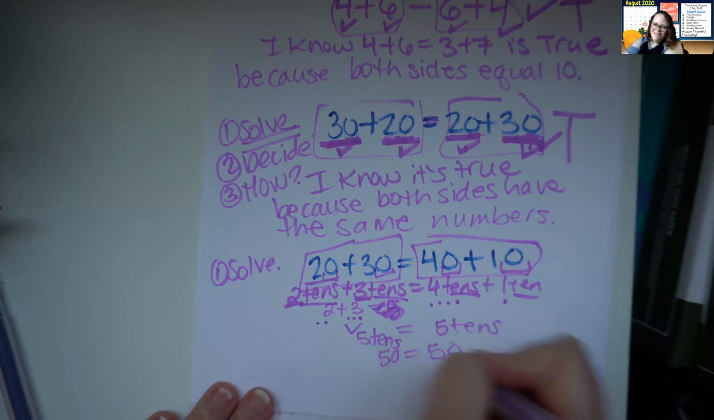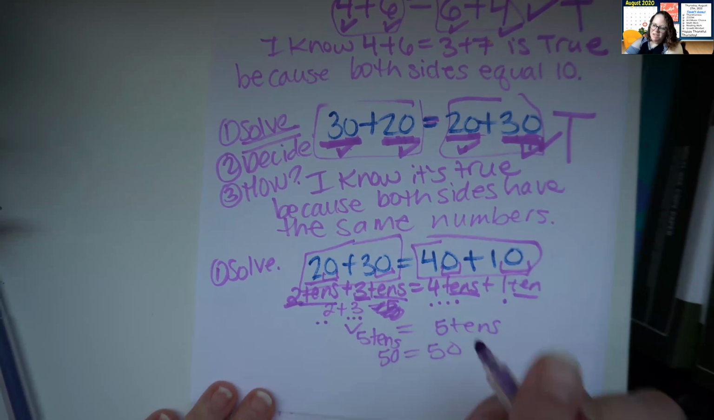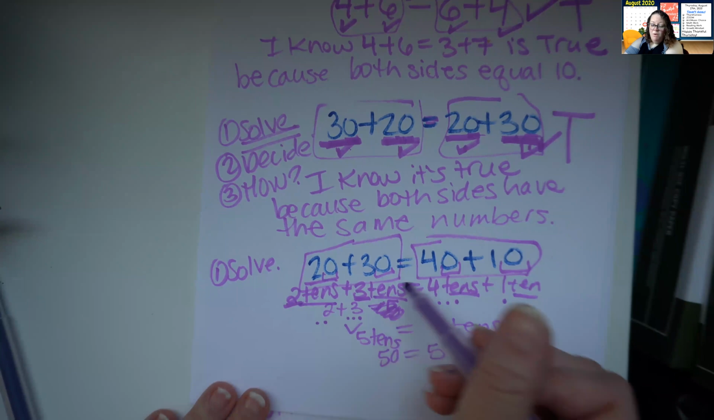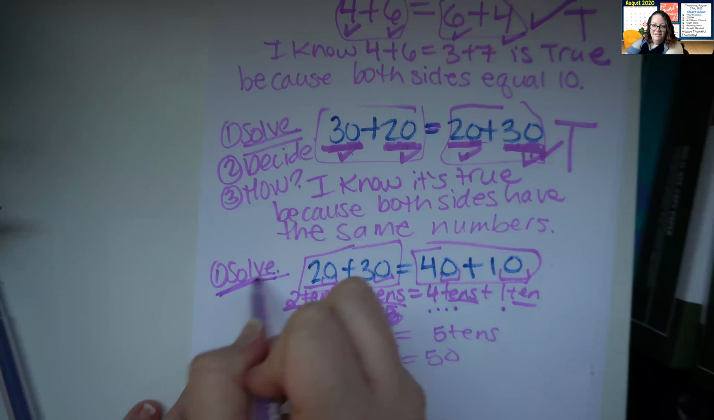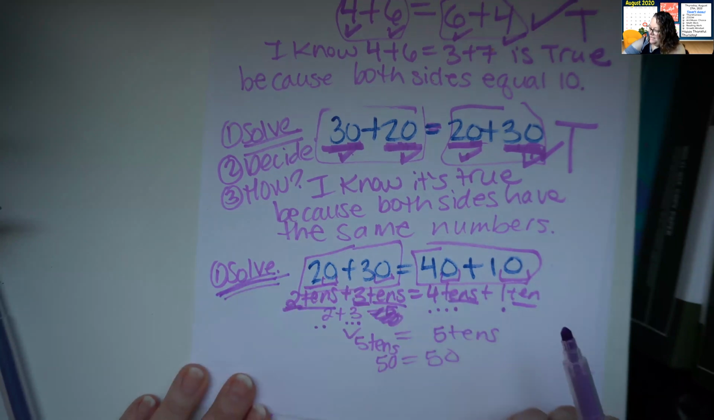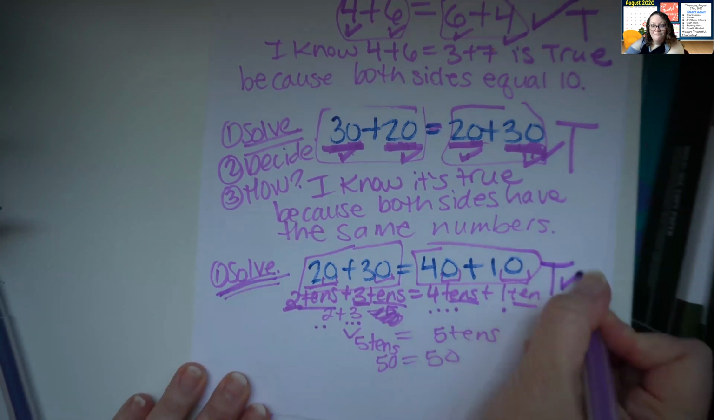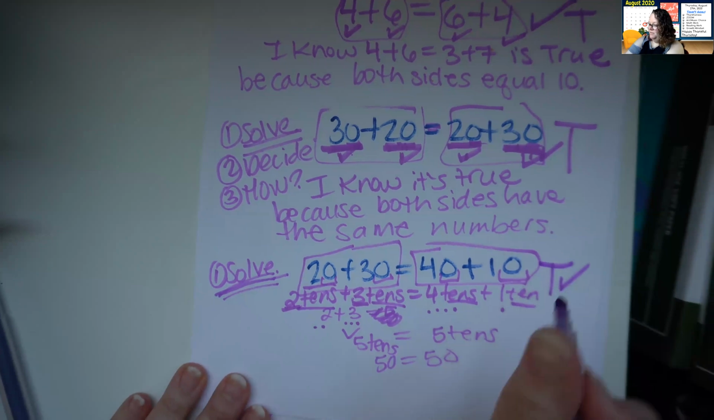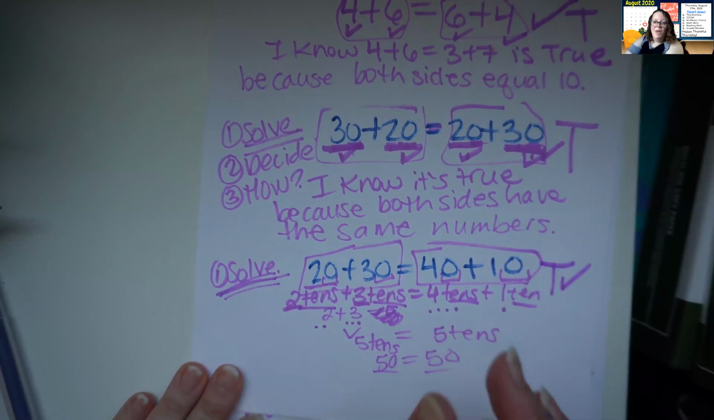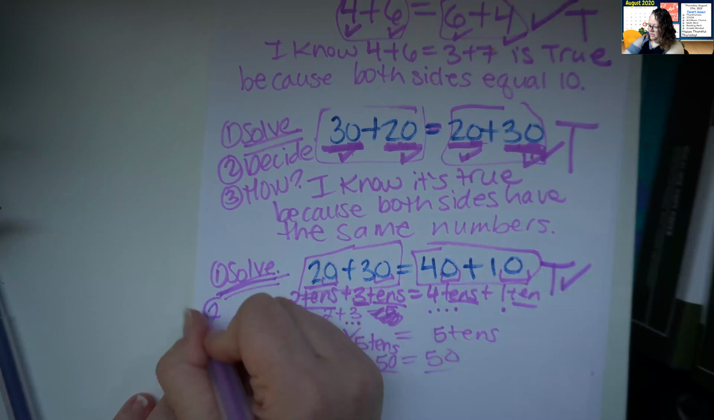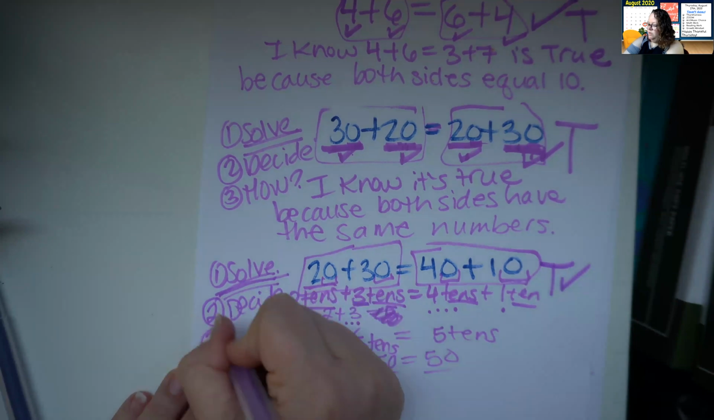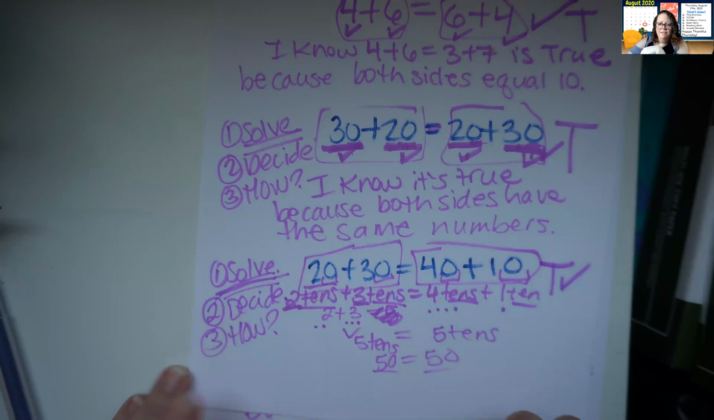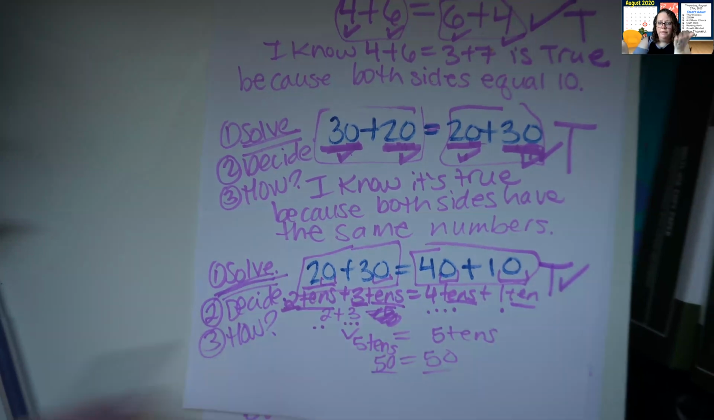So guess what? We thought it was false, didn't we? Because we were like, oh, it doesn't have the same numbers. But we did this so important step where we solved it. And what did we figure out? Huh, it's actually true. Because of that big thing. What did we say? Number equation, equal, right? Both sides have to be equal and both sides are equal. So we decided the next step is, how did we know it's true? Well, I know it's true because I solved it and I saw that both sides are equal.